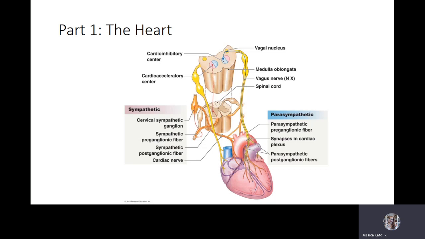There are different chemicals that can actually speed up and slow down heart rate. They are called chronotropic agents, chrono meaning time, tropic meaning to generate or to make. And positive chronotropic agents speed up the heart rate, and negative chronotropic agents slow down the heart rate.